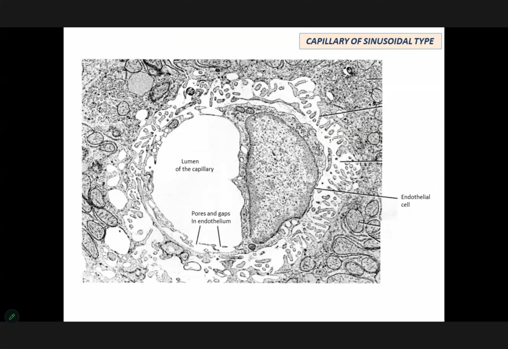This is the endothelium cell with its nucleus, and you can see a lot of holes, gaps and pores in the endothelium. And only in some places you can see a basement membrane. In most parts of the wall of this capillary, the basement membrane is absent. So this is the sinusoidal type of the capillary.